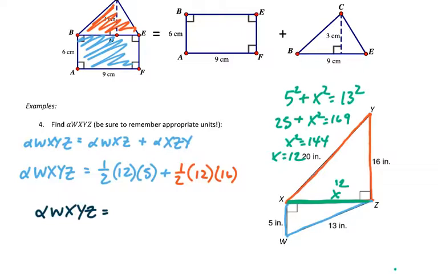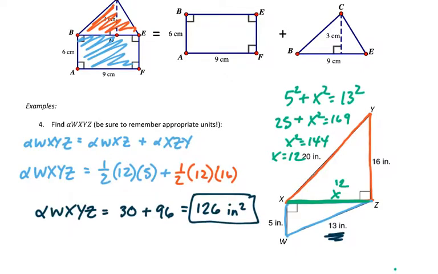Let's see, 1/2 times 12 times 5, that's 60 times 1/2 is 30, plus 12 times 16 is 192, times 1/2 is 96. So the area of WXYZ is 30 plus 96, or 126, and then just remembering those units there, inches squared.